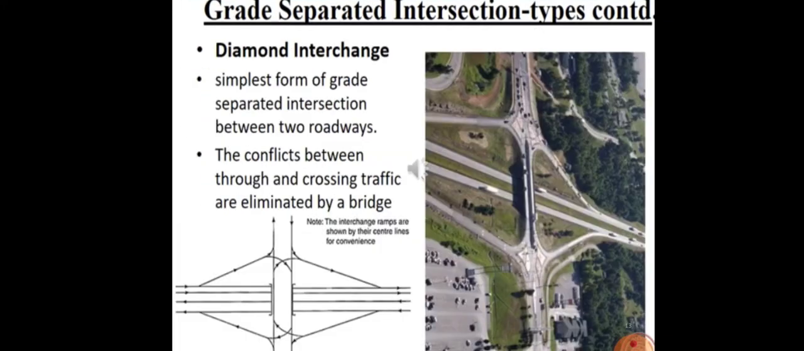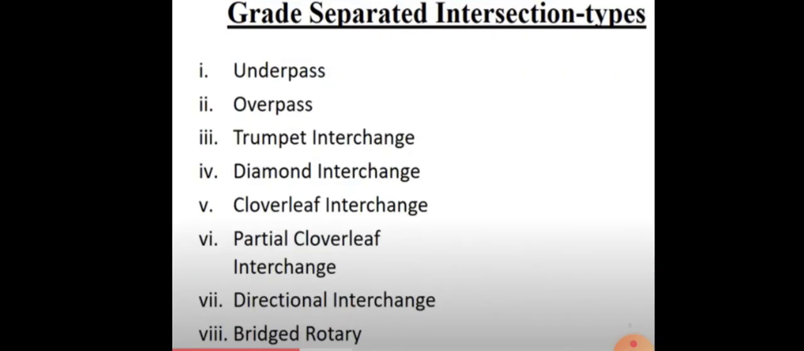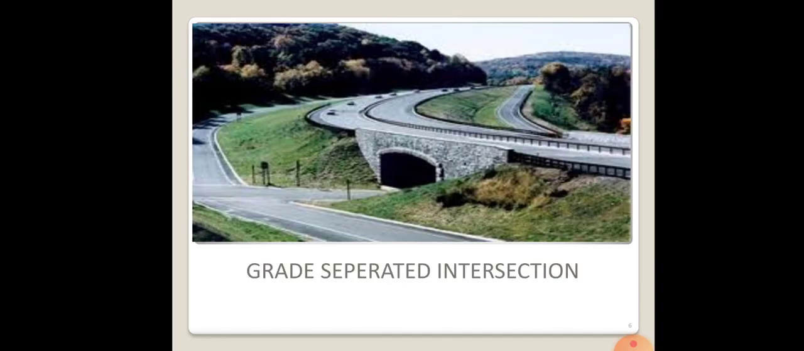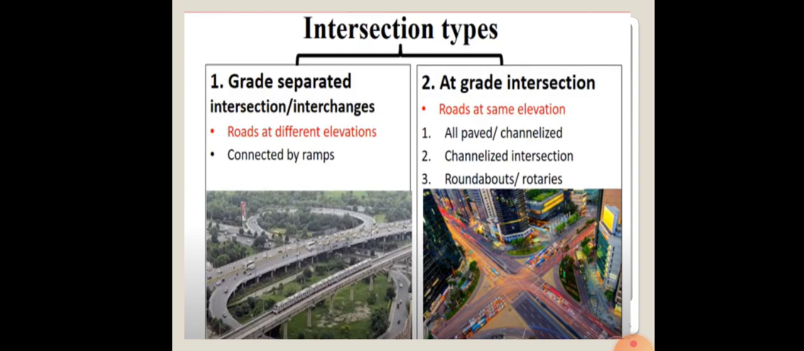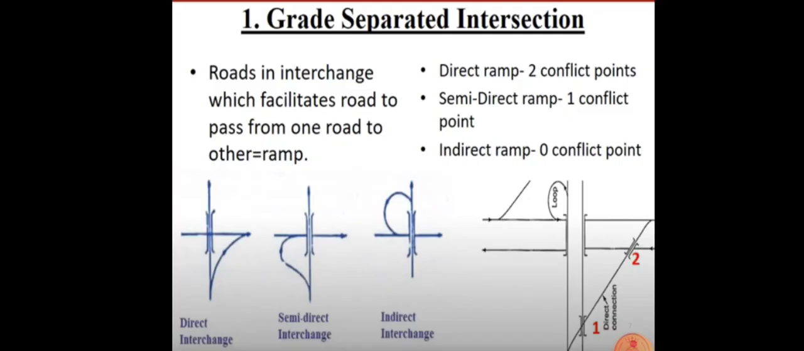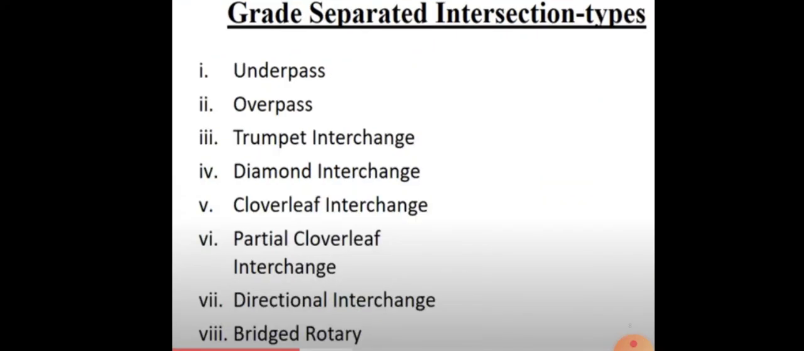So these are all the different types of grade separated intersection: the underpass, the overpass, the trumpet interchange, the diamond interchange, the cloverleaf interchange, then partial, directional and bridge rotary. It just means that the roads which join or combine at any intersection or junction will be of different elevations. That is what we call a grade separated intersection, and these are usually connected by ramps, and based on the directions we can classify them into the various types that we discussed so far.